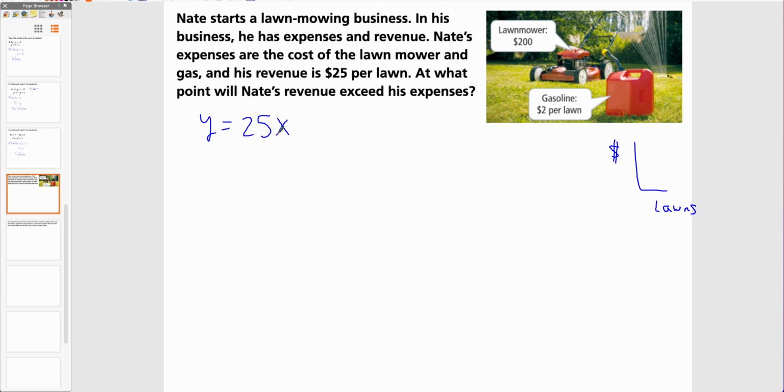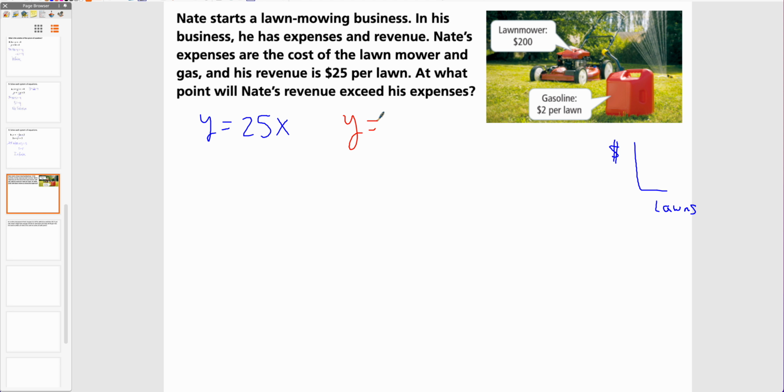Minus 200. Wait, but they also have to count for minus 200 for the lawnmower. No, because he would only be making $25 per lawn because he has to subtract $2 for gasoline. So he's actually only making $23 per lawn. So your slope's actually 23. Well, he's making 25.